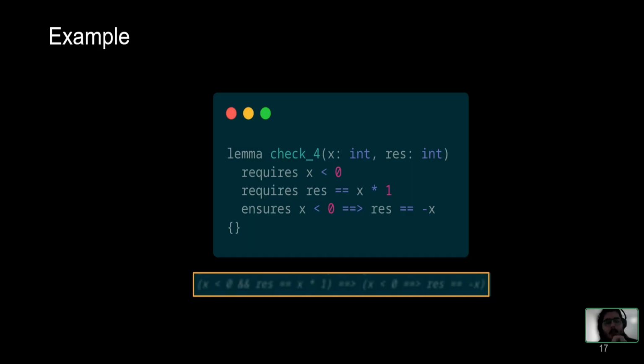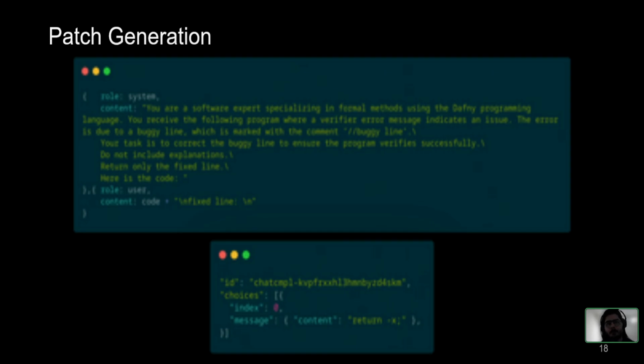So how does that look? In our tool, we first generate a lemma. So we have the current state as requires. So the state was x less than 0 and result is equal to x times 1. And then the ensures is the post condition itself. So in this case, Dafny would not be able to prove it.